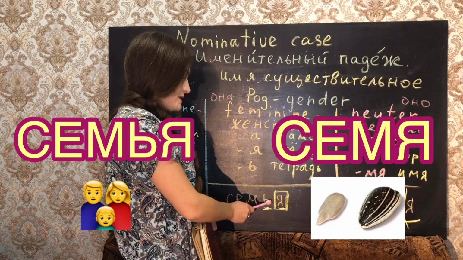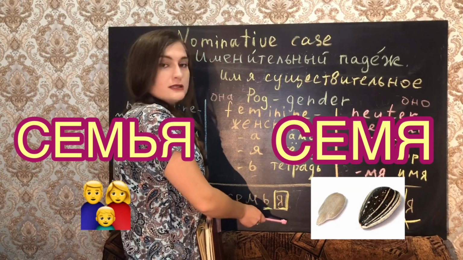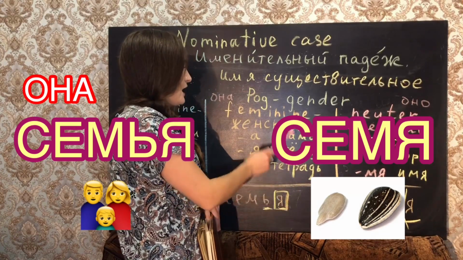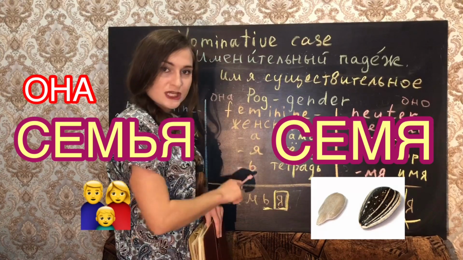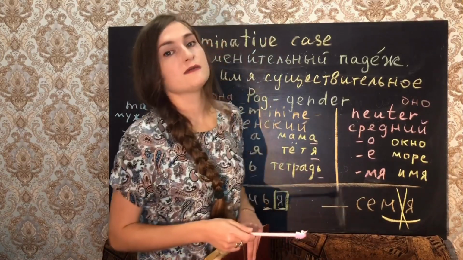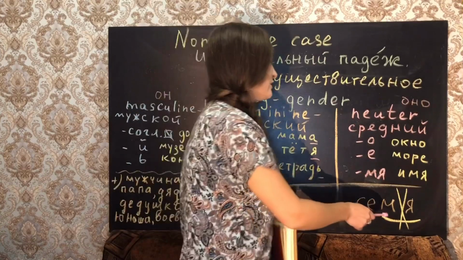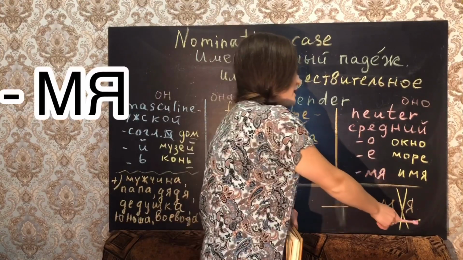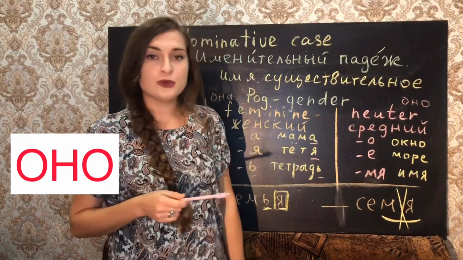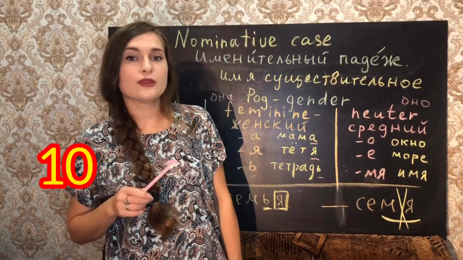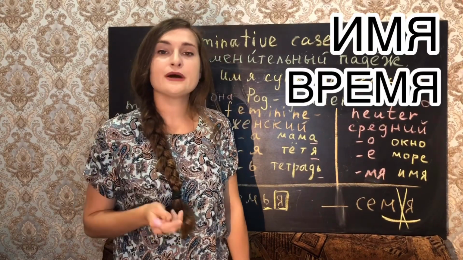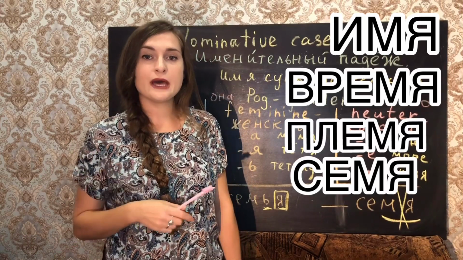Семья with the soft sign and the letter я at the end of the word means that it's она, семья, женский род. But семя without the soft sign, без мягкого знака, has just мя, and it means that it's the neuter gender. We have 10 words with these endings. For example, имя, время, племя, семя, and so on.